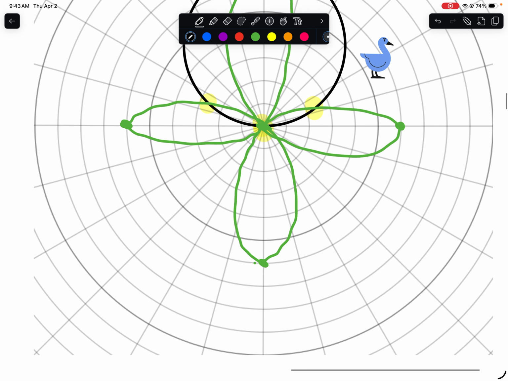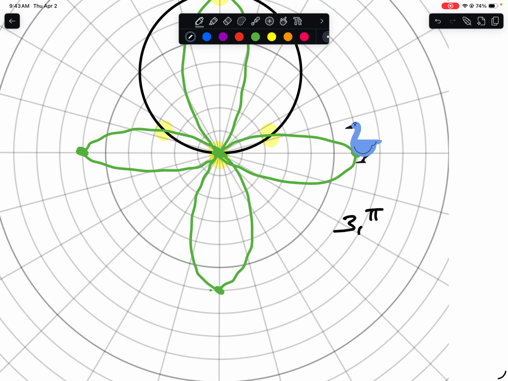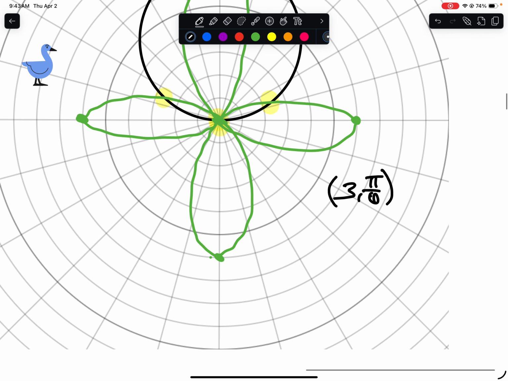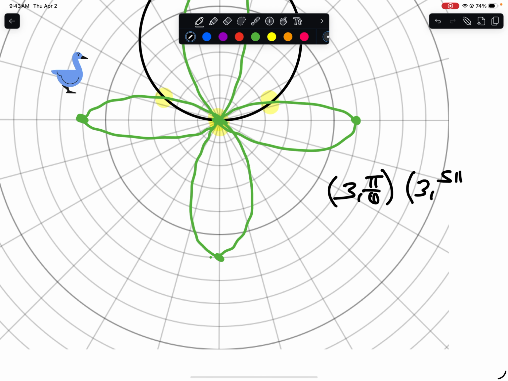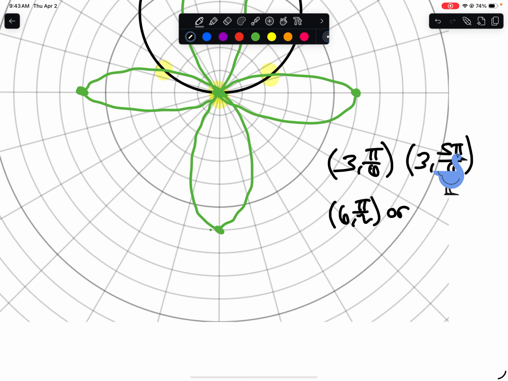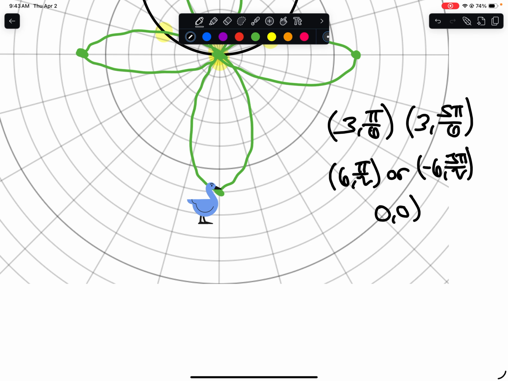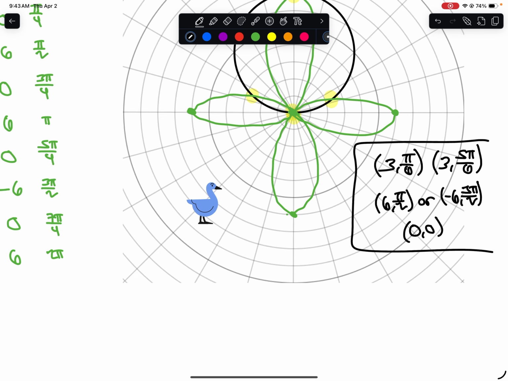Okay, so my 4 points of intersection, when I look, we're going to have the points 3 in the direction of pi over 6. We're also going to have 3 in the direction of 5 pi over 6. And then you can either say 6 in the direction of pi over 2, or negative 6 in the direction of 3 pi over 2. And then we're also going to have the pole. So these would be your solutions for this one.